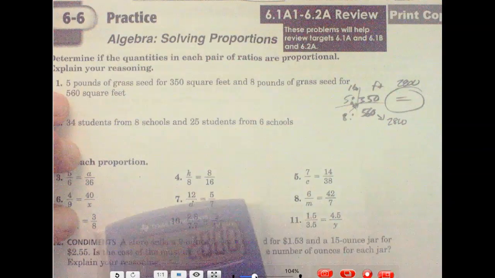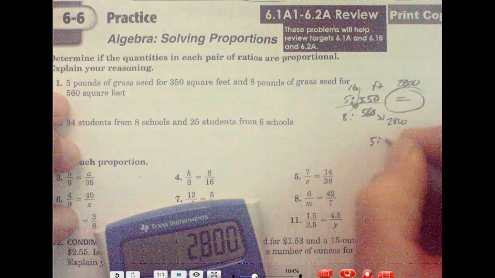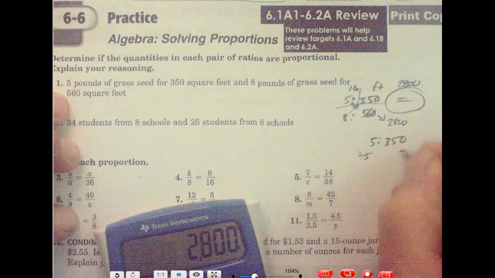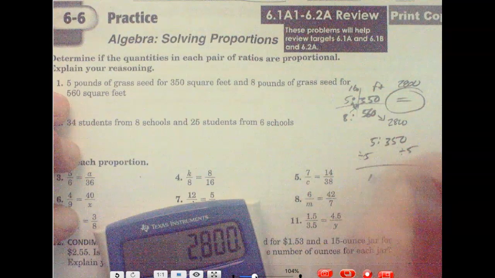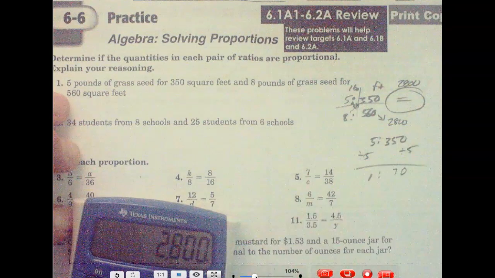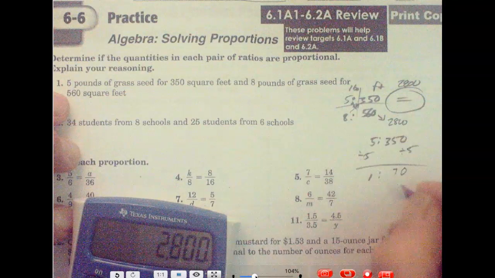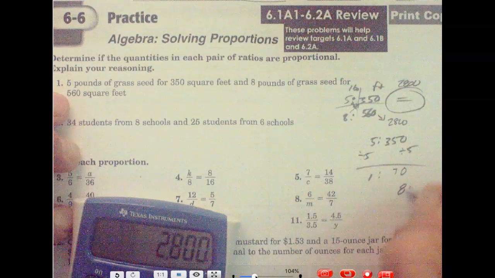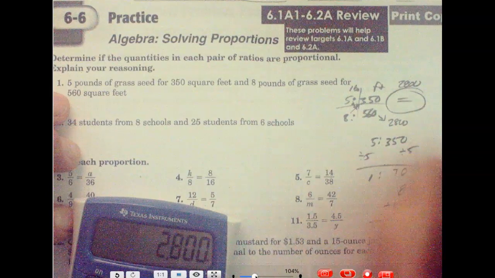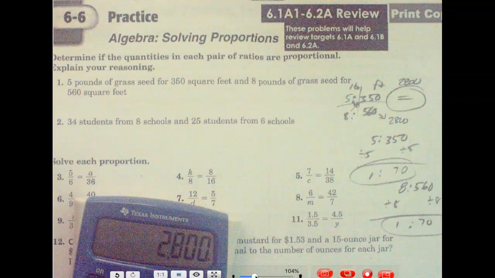For instance, we could take 5 and 350 and divide both sides by 5. This one would obviously be 1, and this one would be 70. So this goes down to a 1 to 70 ratio. And we could do the same thing over here with 8 to 560, and divide both sides by 8. This is going to be 1, and this is going to be 1 to 70. So if they simplify down, that's just a little bit more work. I just like stacking them and checking the cross products. So I'll let you do number 2.